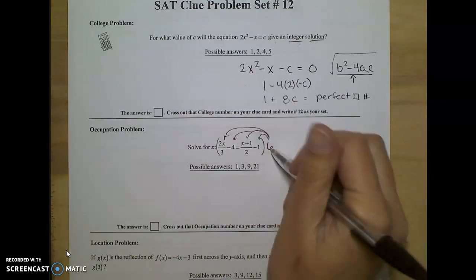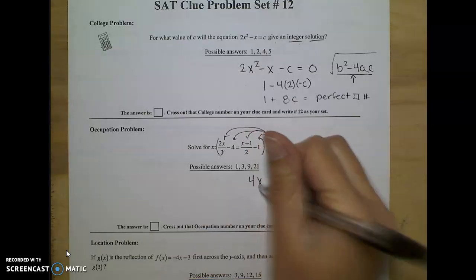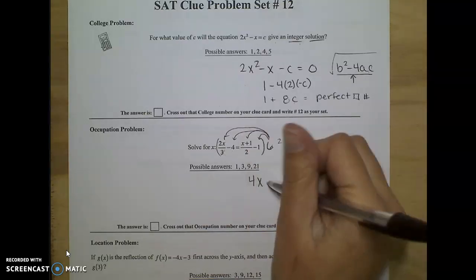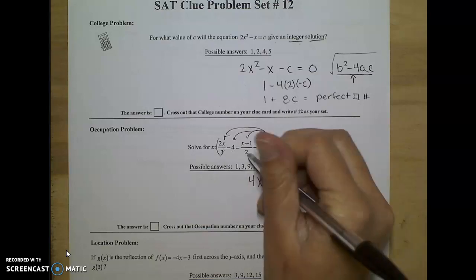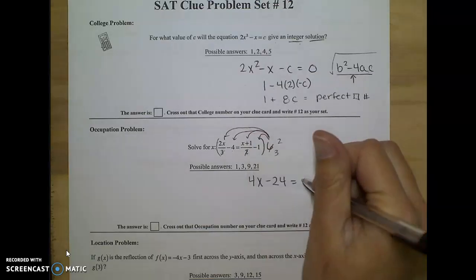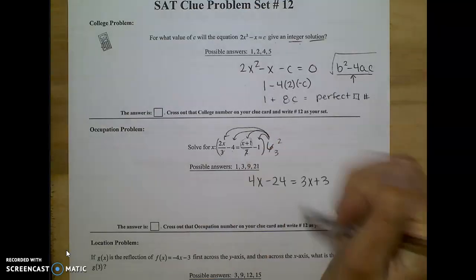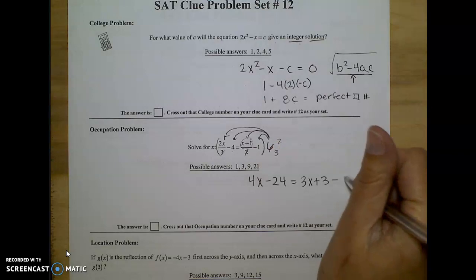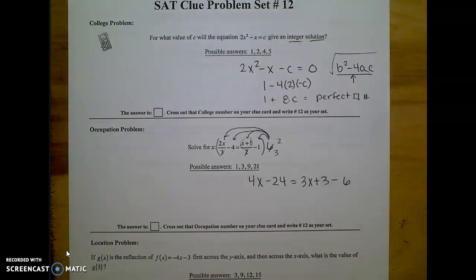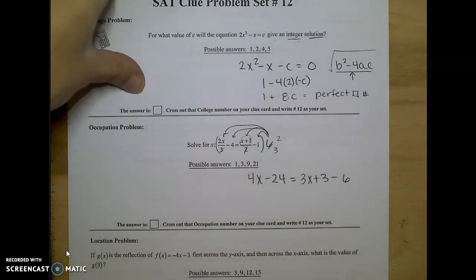So 2/3 times 6, the 3 and the 6 will cancel out to 2, so 4x. Negative 4 times 6 is negative 24. The 2 and the 6 will cancel to a 3, so you'll have 3x plus 3, because you need to multiply the 3 by that whole numerator. And then minus 6, because 6 times 1 is 6. And then that should hopefully be a super easy problem to solve after that. So just a sneaky way to make your math faster.